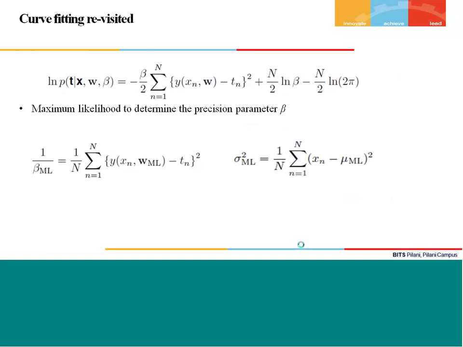So if I take the maximum likelihood with the variance, this is the same expression. What is the sample variance here? By using this derivative and all, you can do it.